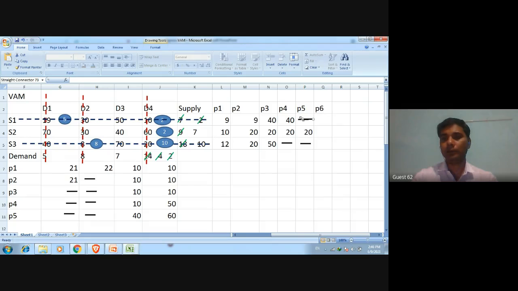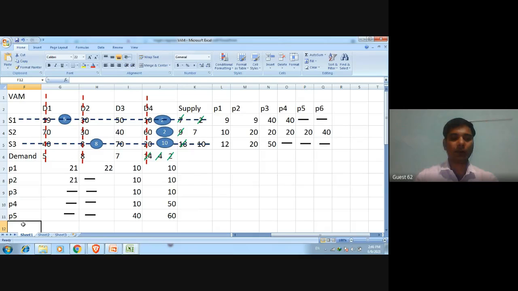So we will write down a dash here. So I have drawn a dash here. Here, the penalty for this, only one cost is left, that is 40. And in row 3, there is no need to calculate the penalty. So I will draw a dash here.